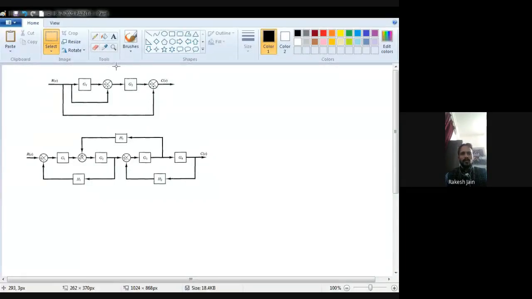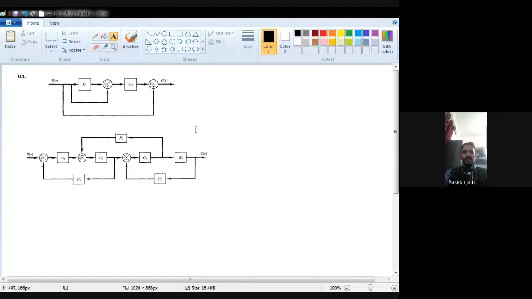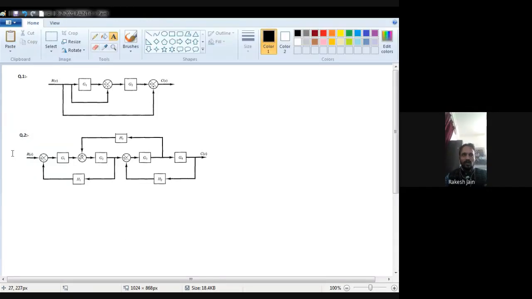So see, these are our two questions. Let's suppose this is question number 1, where we have to find out the transfer function of a block diagram in which the output is C(s) and input is R(s). And this is your question number 2, where we have to find out the transfer function of this system where the output is denoted by C(s) and input is denoted by R(s).